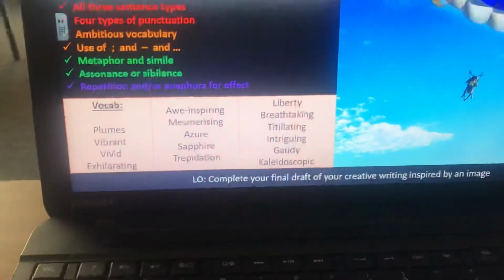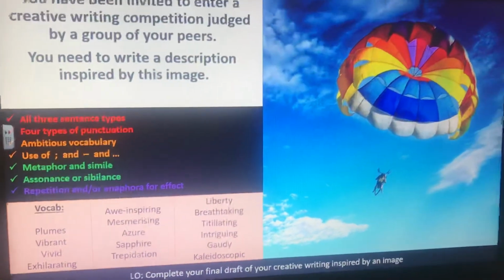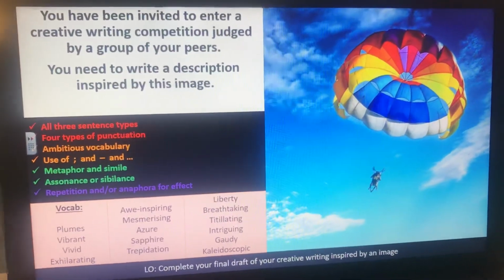At the bottom here, we've provided some vocabulary for you to help you on your way. Remember, think about how you open your sentences. Start with some of these words, perhaps, instead of starting with the or I.